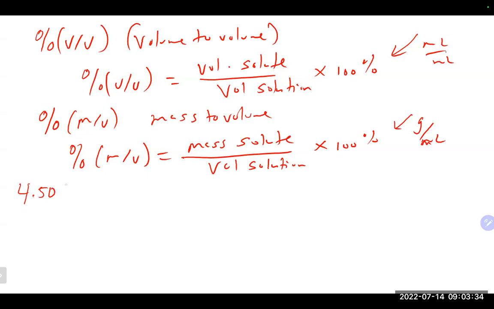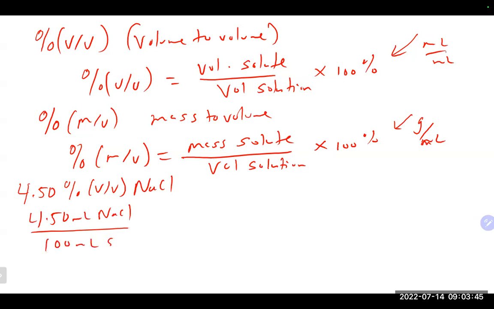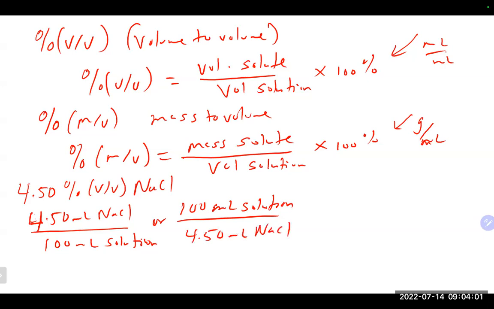If you have 4.5% volume to volume sodium chloride, that would mean you had 4.5 milliliters of sodium chloride in 100 milliliters of solution. Or again, you can use it the opposite way: 100 milliliters of solution has 4.5 milliliters of sodium chloride. And same thing here, if you had 4.5% mass to volume, it would be 4.5 grams of sodium chloride in 100 milliliters of solution.